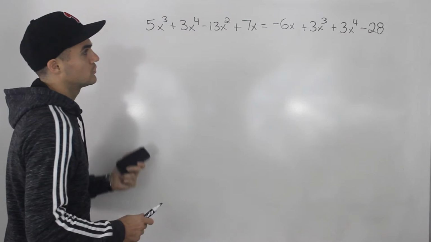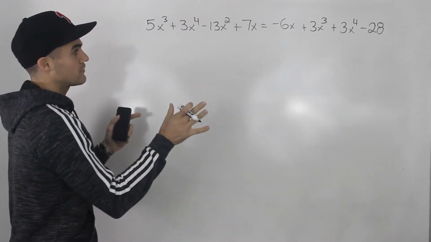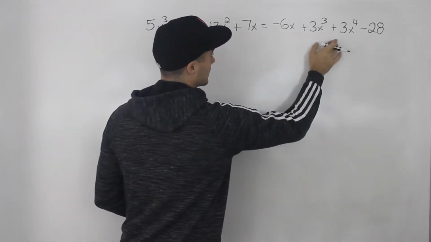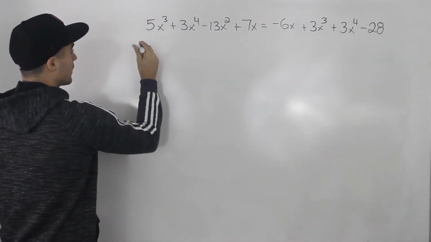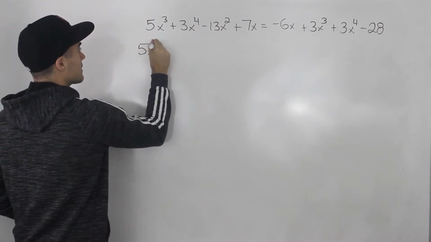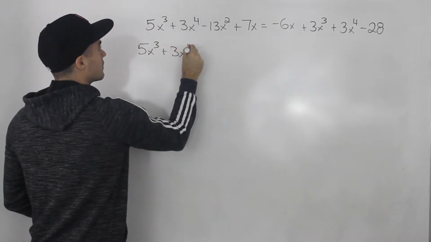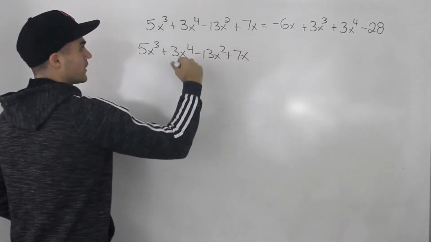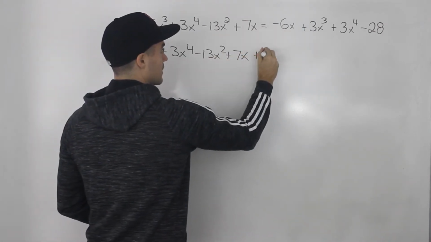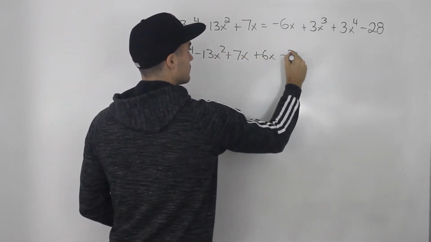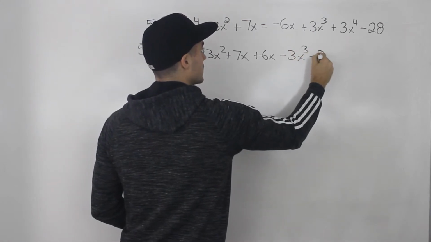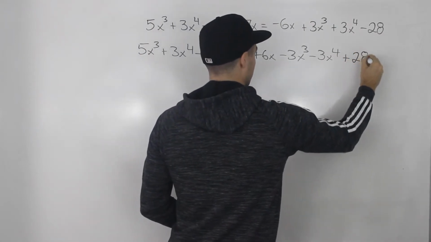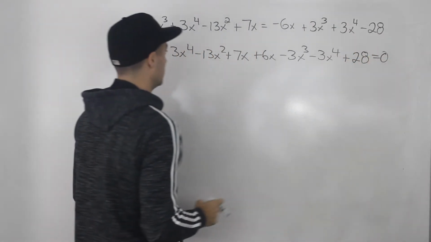So if you remember with polynomial equations, what you want to do is bring everything over to one side, right? So let's take these four terms here on the right side and bring them over to the left. So we'll write out everything here again on the left side. And then bringing everything over, this negative 6x turns into a positive 6x. This becomes negative 3x cubed, negative 3x to the power 4. And then this negative 28 becomes positive 28. And this is all going to now equal 0.